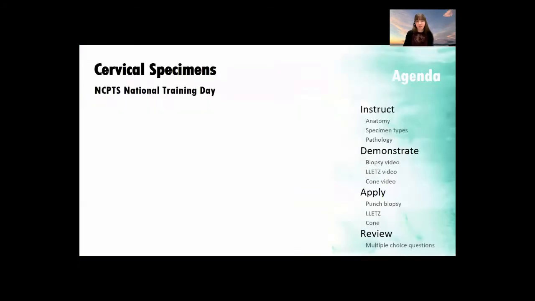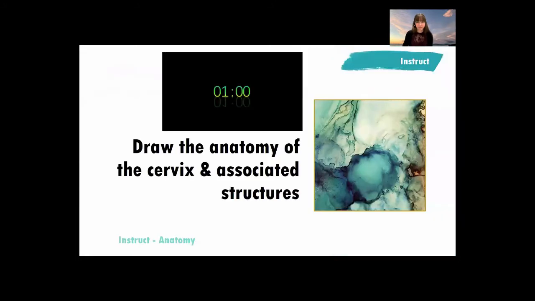In this presentation, we will be talking about cervical specimens that you may see in the anatomical pathology laboratory. We will begin with some general instructions covering anatomy, specimen types, and pathology. We will then demonstrate how to handle common specimens in 3 videos. After that, you will get a chance to apply what you have learned today before a short review of the material. Let's begin with an interactive review of the anatomy of the cervix.